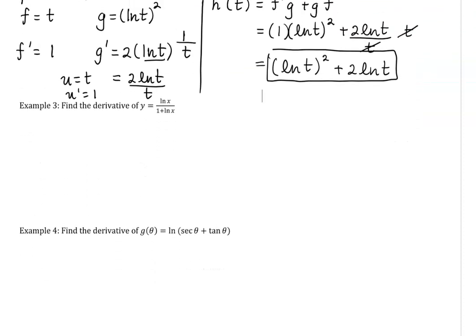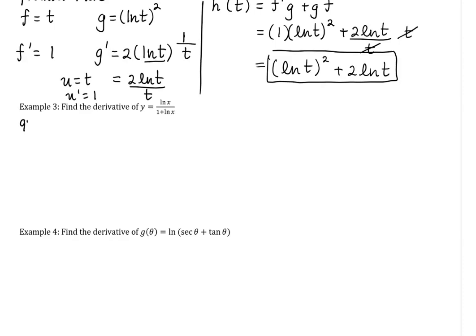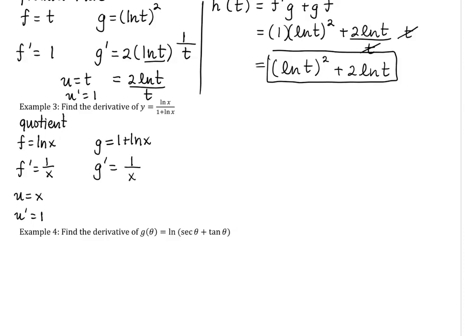In example 3, we will be using the quotient rule because we have a quotient that we're taking the derivative of. Our f is what's in the numerator. It is natural log of x. Our g is what's in the denominator. It is 1 plus natural log of x. F prime is 1 over x because the derivative of natural log is u prime over u, and in this case, u is x because u is what's inside natural log and u prime is 1. The derivative of g will be the same thing because the derivative of 1 is just 0 and the derivative of natural log x is 1 over x.